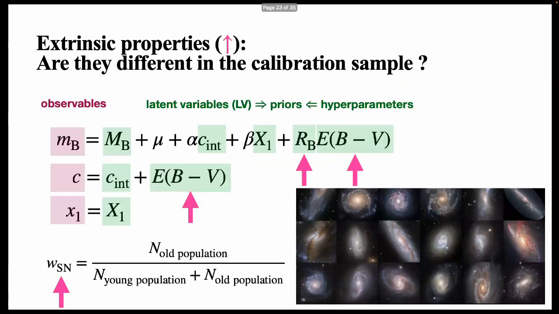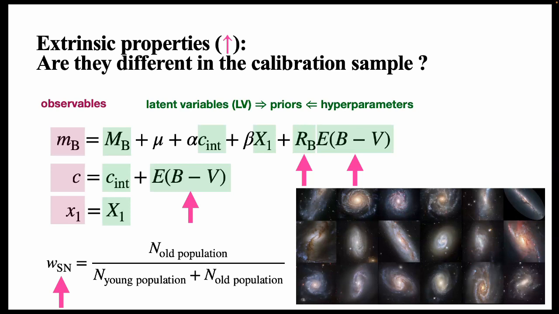Okay, I'm a little bit delayed, but I'm almost done. So now we have a physically motivated Bayesian hierarchical model, which we can use to address a very fundamental question. What's the difference in terms of environmental parameters between the calibration sample and the Hubble flow?